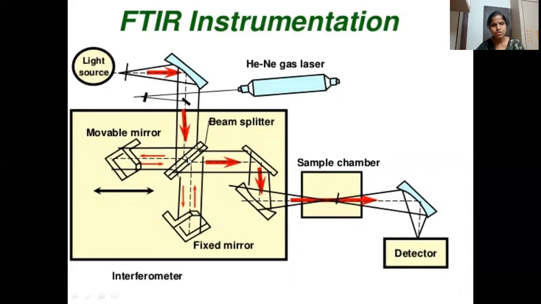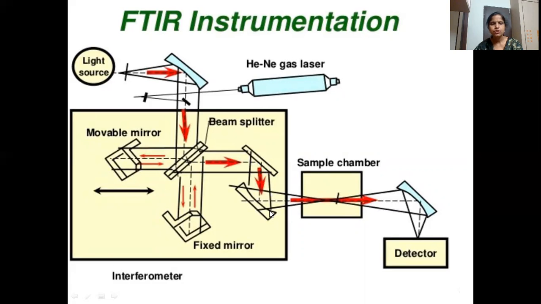When the two waves coming from the movable mirror and the fixed mirror fall on the beam splitter, one wave moves towards the sample. The other wave goes back to the light source. The waves coming from these two mirrors may interfere in two ways, constructive or destructive.